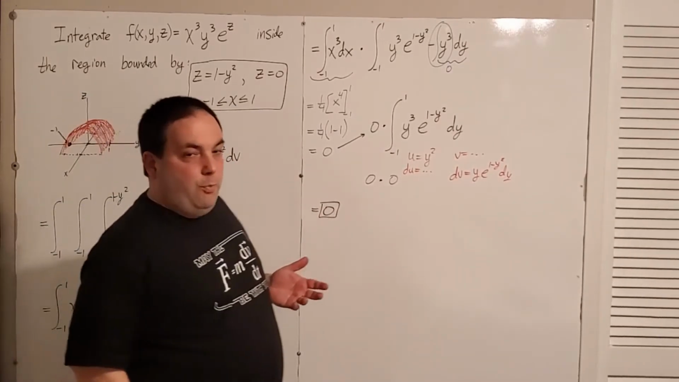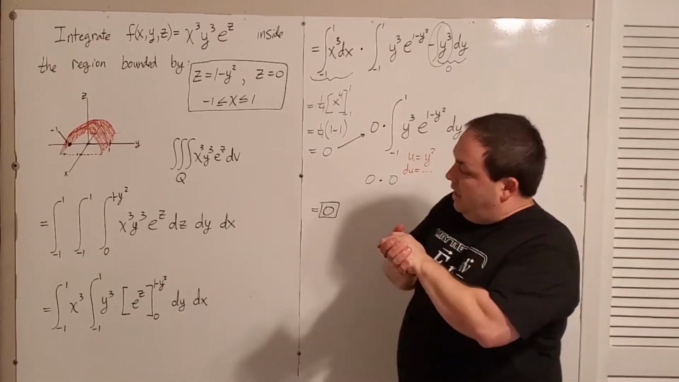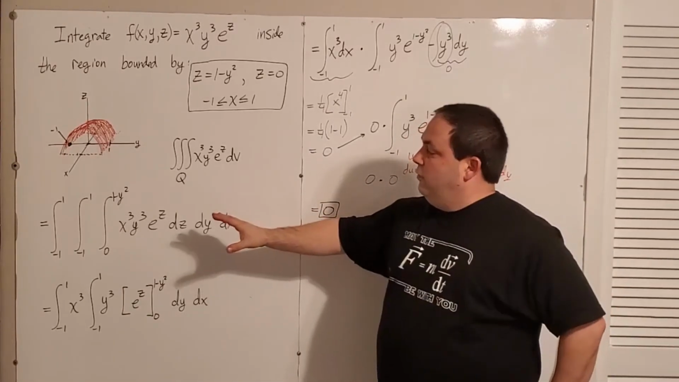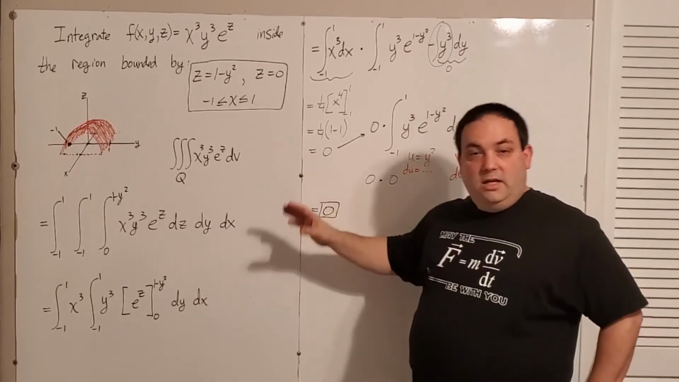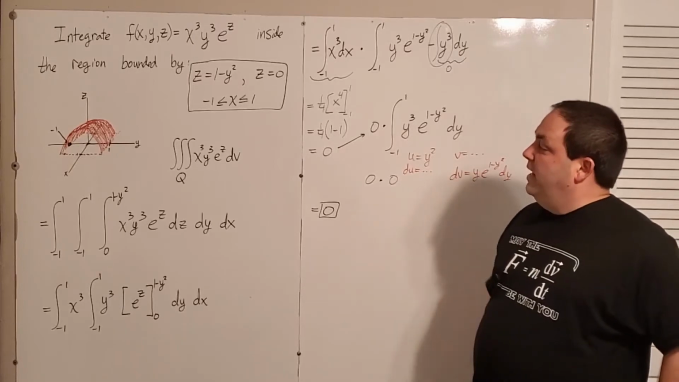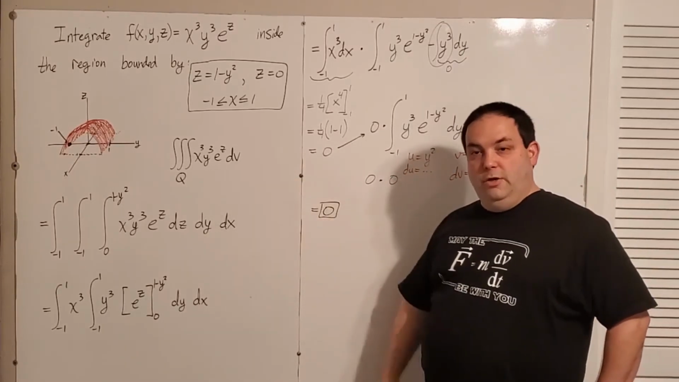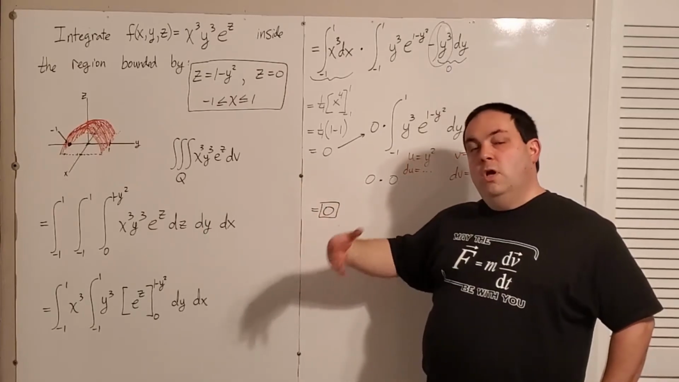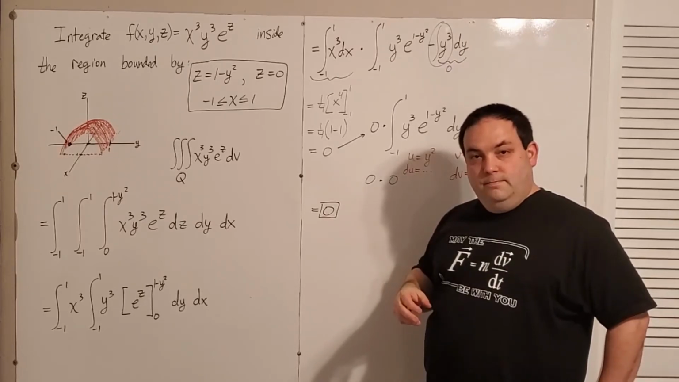Okay? So what's the point of this? I wanted to point out that it is entirely possible to integrate one of these things and it end up being a negative or 0 or something other than what you may expect. Because again, we're not integrating to find a volume here. This is a total value of some function inside of a region of space. Okay?